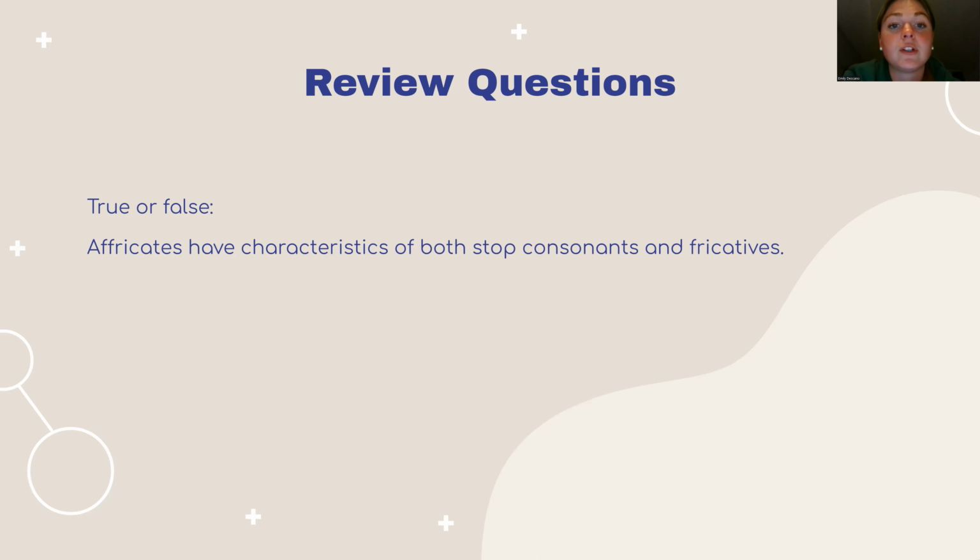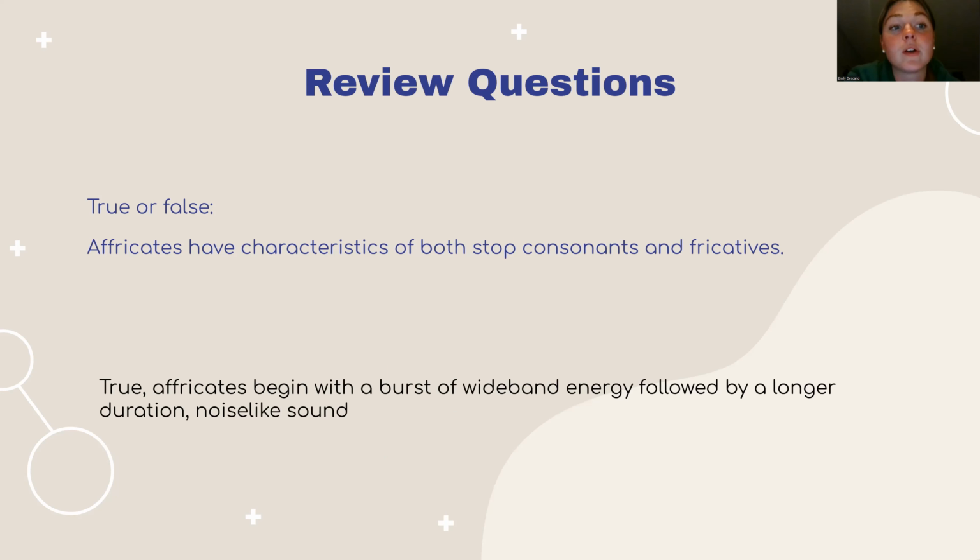Affricates have characteristics of both stop consonants and fricatives. That is true. Remember, affricate is a combination of a stop and a fricative. So it has that burst of energy followed by that longer, more friction-like, noise-like sound. Like the CH sound, it's ch. If you put it together, ch, it's a stop and then a little bit of friction at the end.